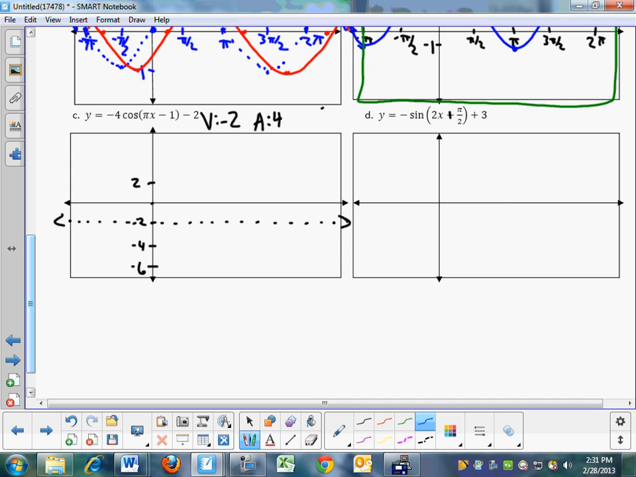I take 2 pi and divide it by b to get the period. What's the period? Period's 2. Take 2, divide it up.